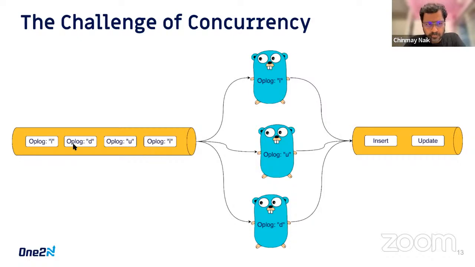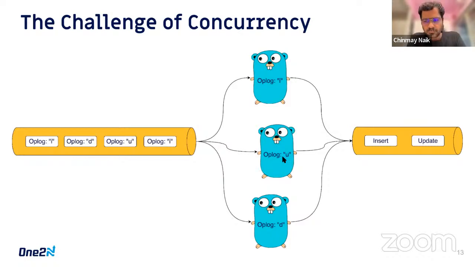In our case, this is the oplog channel where we are getting all the oplogs in this order, right? The order might be anything: insert, update, delete. And these are the workers working on them. This worker is working on the insert oplog, this one on the update oplog. And as you know, we don't know when or who will finish the work first. There is no sequencing here, right?